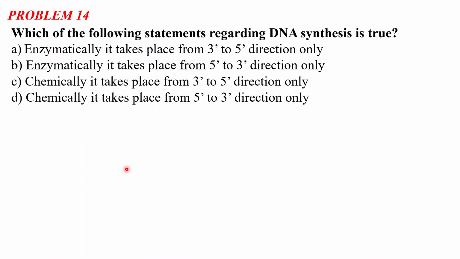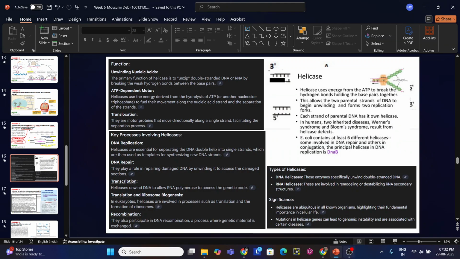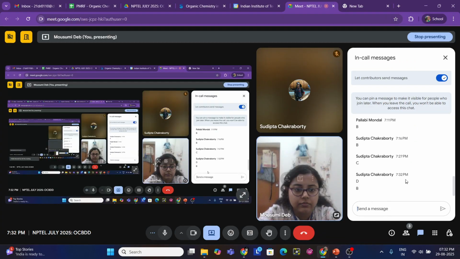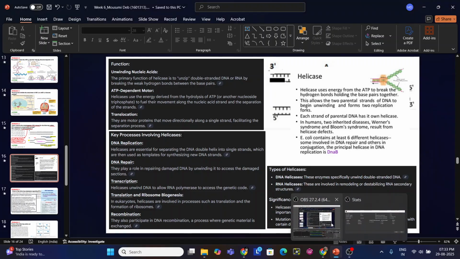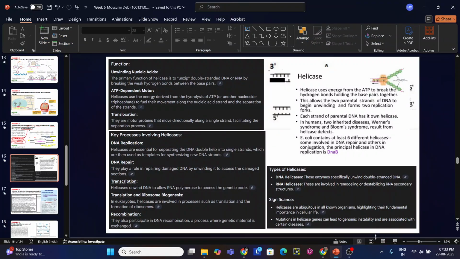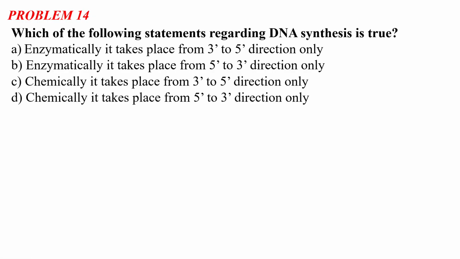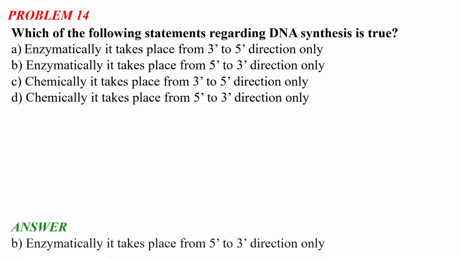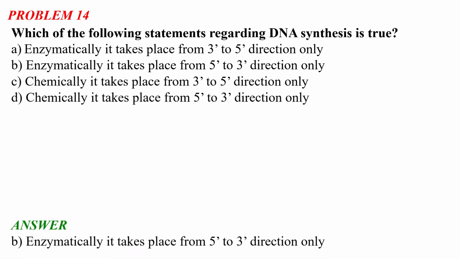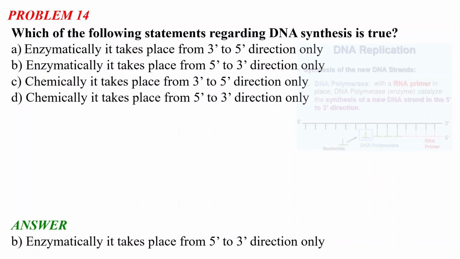Let me check the chat box. Okay, I got answer number B. Let me check if number B is the correct answer or not. So the correct answer is yes, it is number B. Enzymatically, it takes place from 5 prime to 3 prime direction only.